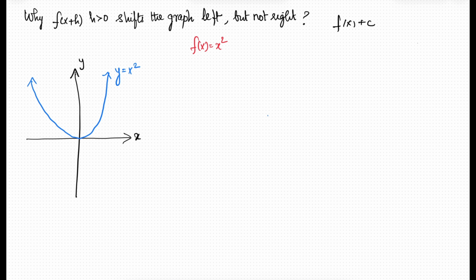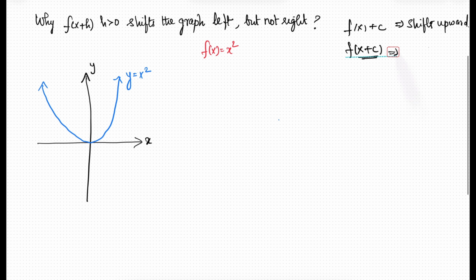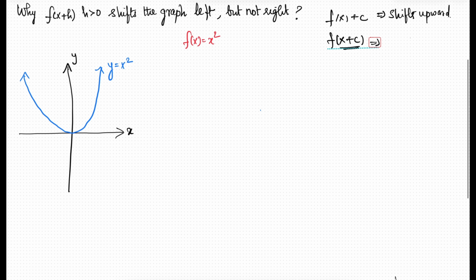I am adding a positive constant c, the entire graph shifts upward, which kind of makes sense, right? But if I add the same positive constant to the input of the function, the graph is not going to shift towards the right, but rather it is going to shift towards left. So why is that happening? This is something we are going to discuss deeply today.